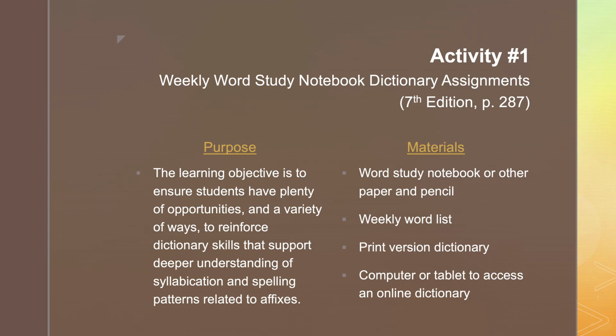The materials that will be needed are something to write in, whether that's a word study notebook or some kind of paper and pencil that you want them to use. They need to have their weekly word list. That's the things they're going to be looking up. And then some form of a dictionary, a print version or an online dictionary on a computer or a tablet. All right, let's take a look at how this activity works.